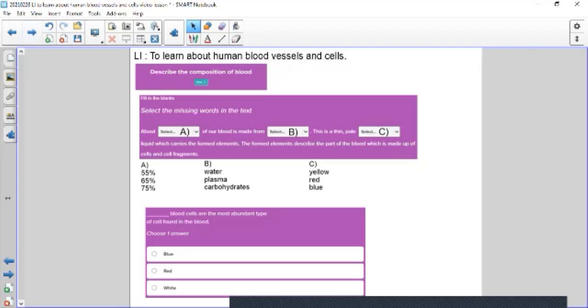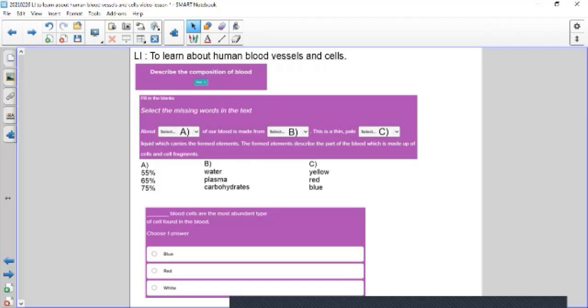Now, here we are on our quiz to challenge and check our understanding and learning about human blood vessels and cells. Question 1. About, and then you have to select either 55, 65 or 75% of our blood is made from either water, plasma, carbohydrates. This is a thin, pale, either yellow, red or blue liquid which carries the formed elements. The formed elements describe the part of the blood which is made up of cells and cell fragments.